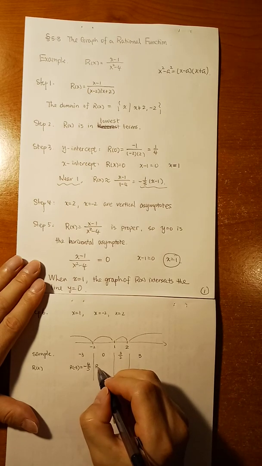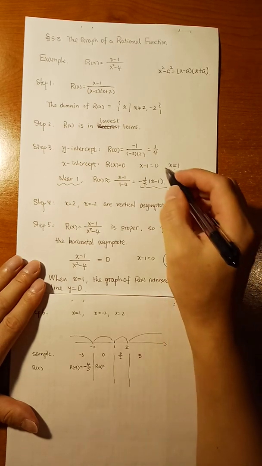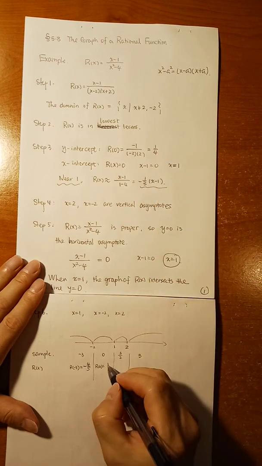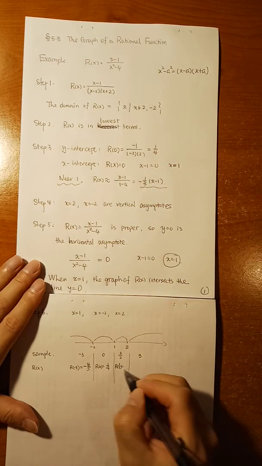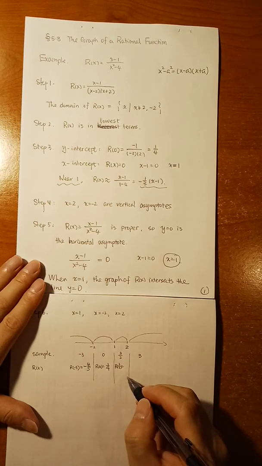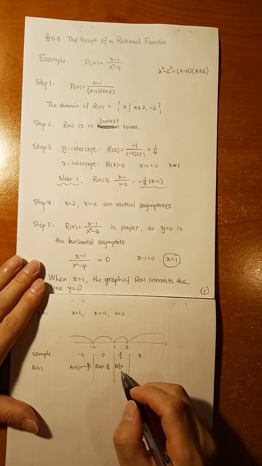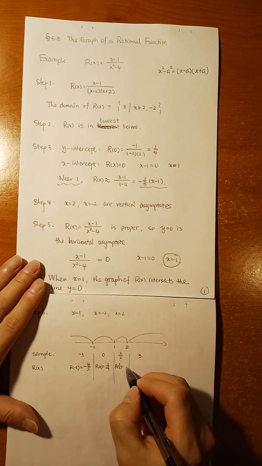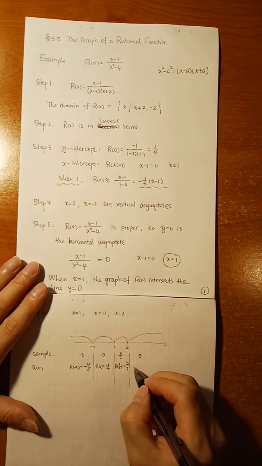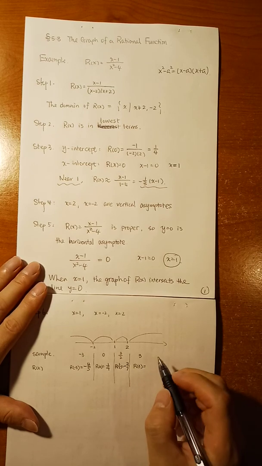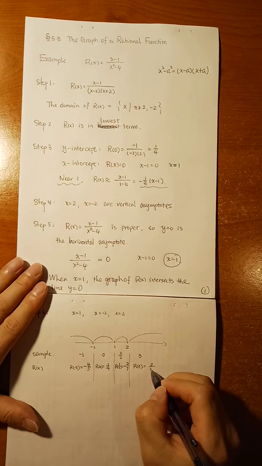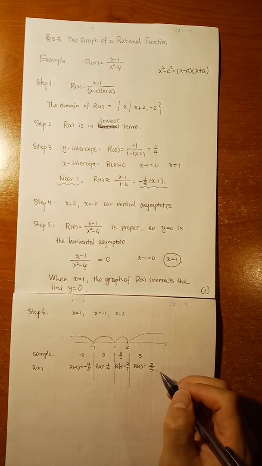And then you check R of 0. R of 0, we just did it. R of 0 is 1 over 4. And then we check R of 3/2. R of 3/2, if you do the computation, it's -2/7. And then we have R of 3. R of 3 is what? It's 2/5. Okay, so we have the evaluation.